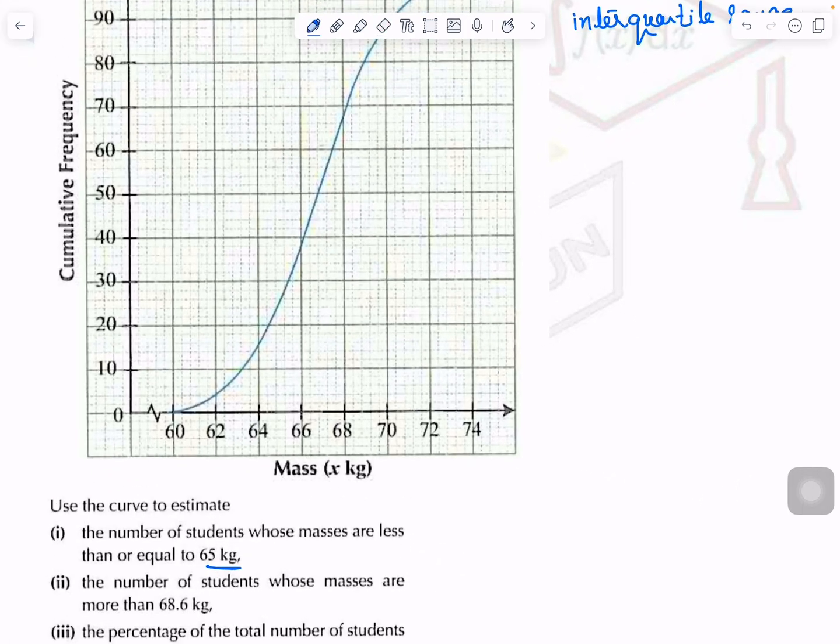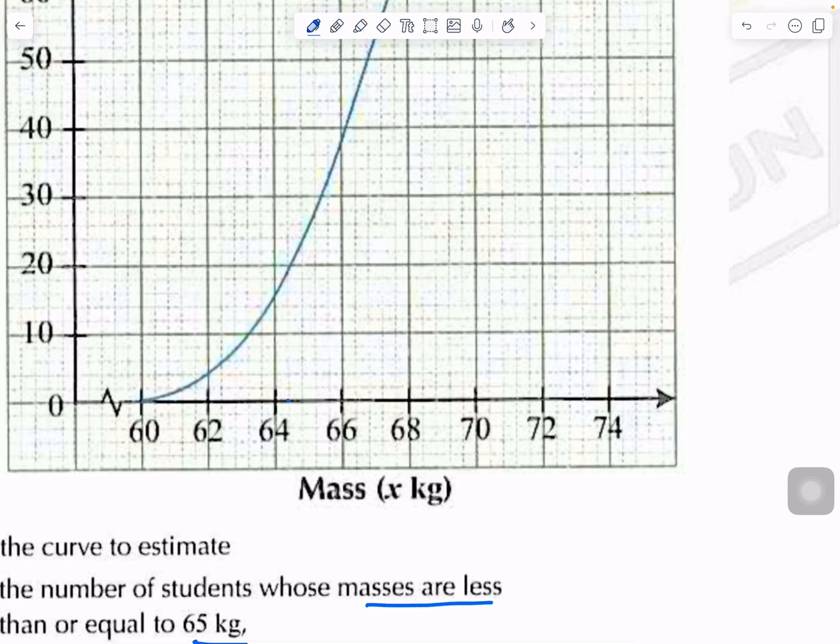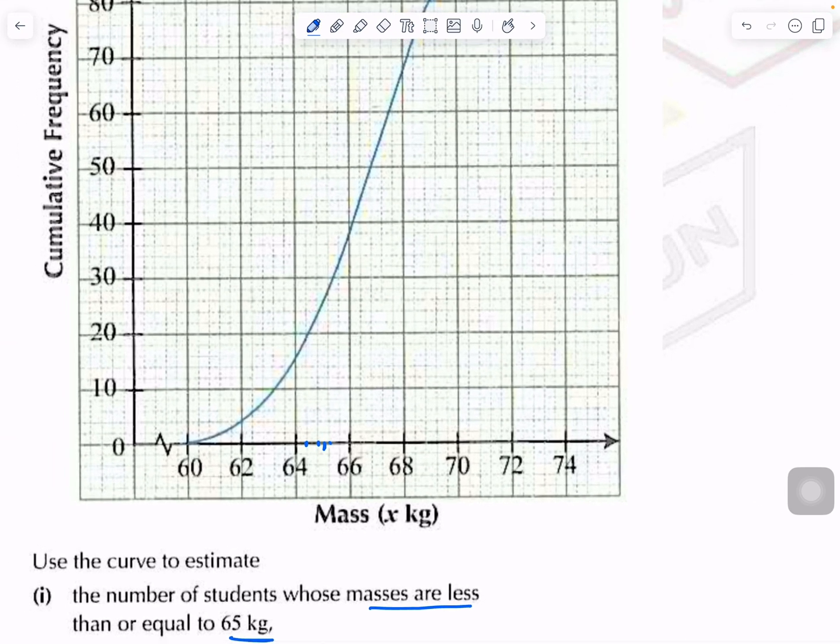Now the question is saying number of students whose masses are less than 65 kg. So where is 65? Let's see here. This is 64.4, 64.8 and this is 65.2. So 65 is in between. You will go to 65, use a ruler and a sharp pencil and check here. So this is 22, 24, 26. So 26 students have mass less than 65 kilograms. This is how we read it.